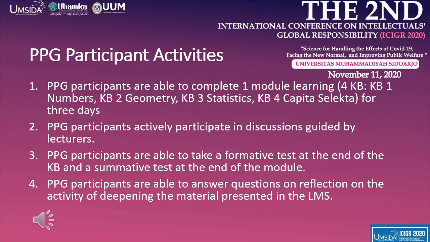Research result. PPG participant activities. 1. PPG participants are able to complete 1 learning module, 4 learning activities, KB1 numbers, KB2 geometry, KB3 statistics, KB4 Kapita selected for 3 days. 2. PPG participants actively participate in discussions guided by lecturers. 3. PPG participants are able to take a formative test at the end of the 4 KB and a summative test at the end of the module. 4. PPG participants are able to answer questions on reflection on the activity of deepening the material presented in the LMS.